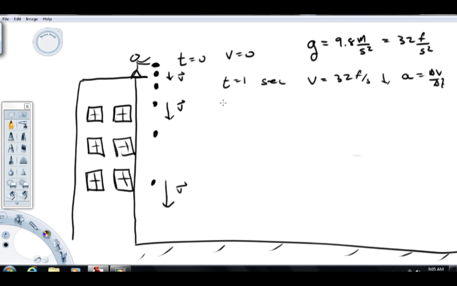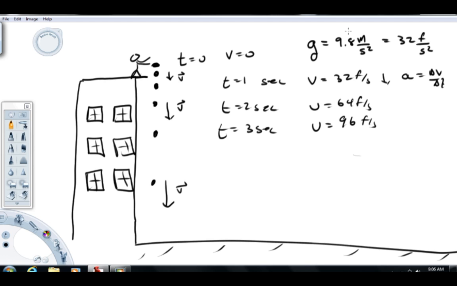So at t equals 2 seconds, the v is going to go from 32 to 64 feet per second. And at t equals 3 seconds, the v is going to increase by another 32 feet per second, so now we're at 96 feet per second, and so forth. So what gravity is essentially, in this problem, is the rate at which the velocity is changing. And that rate is about 32 feet per second squared in English units, or about 9.8 meters per second squared in metric units.